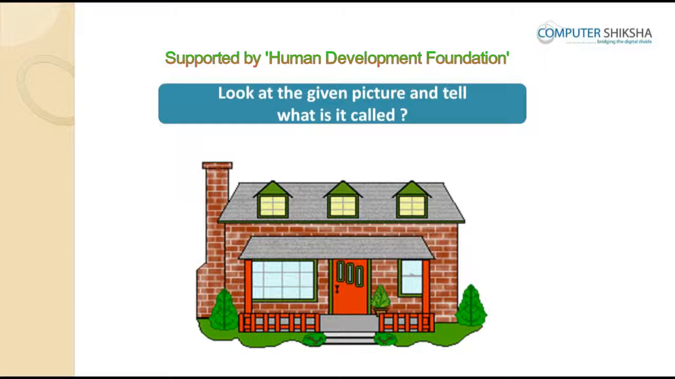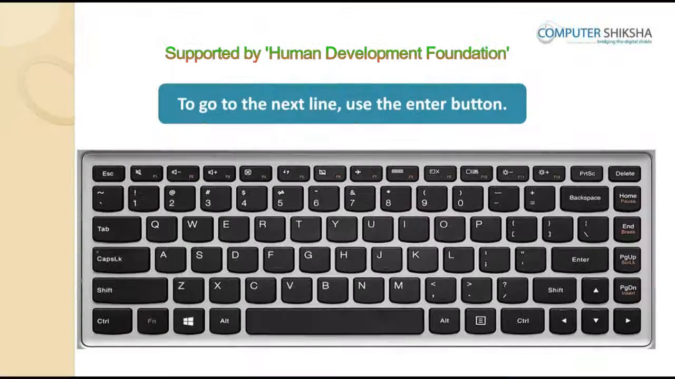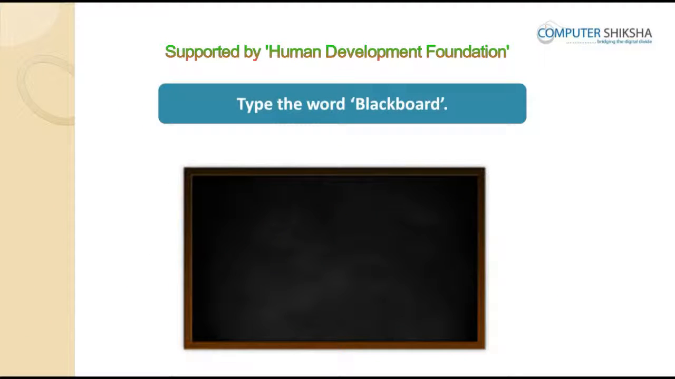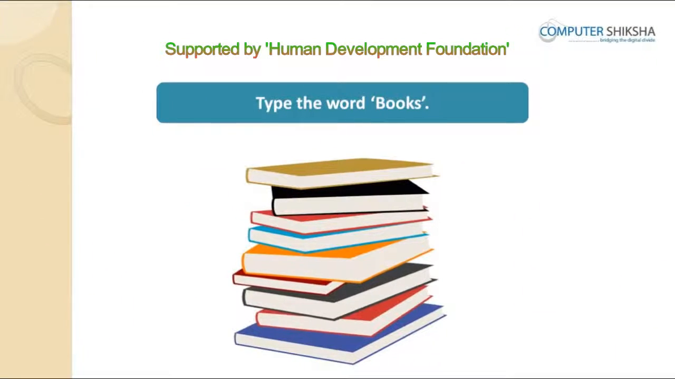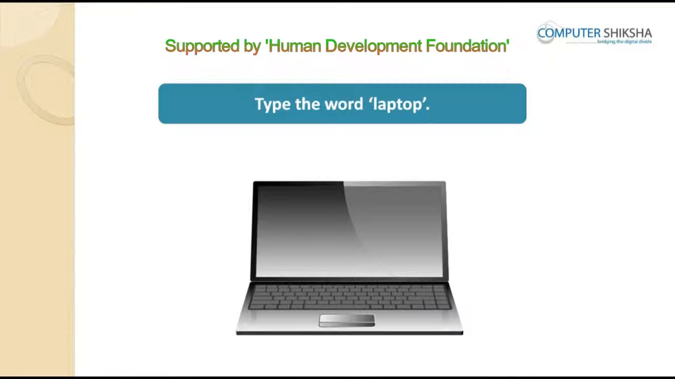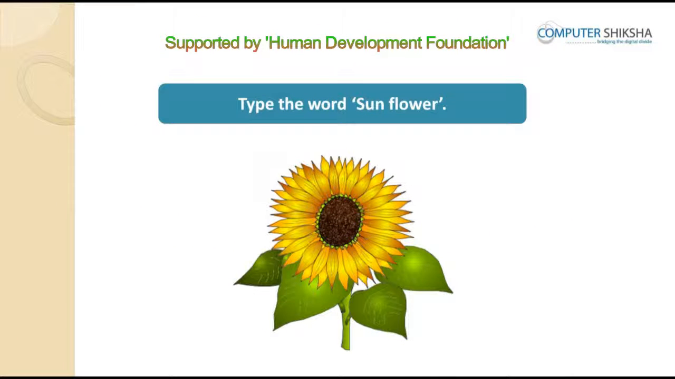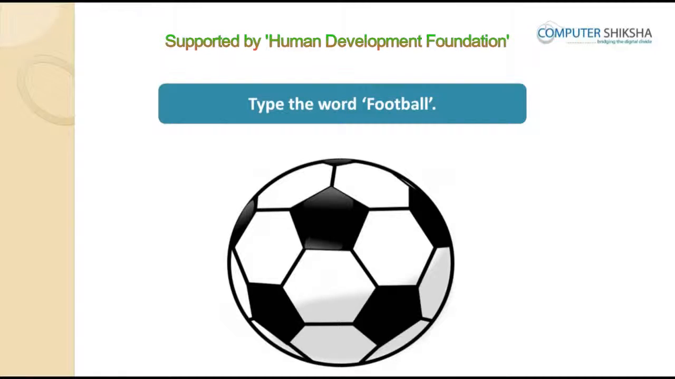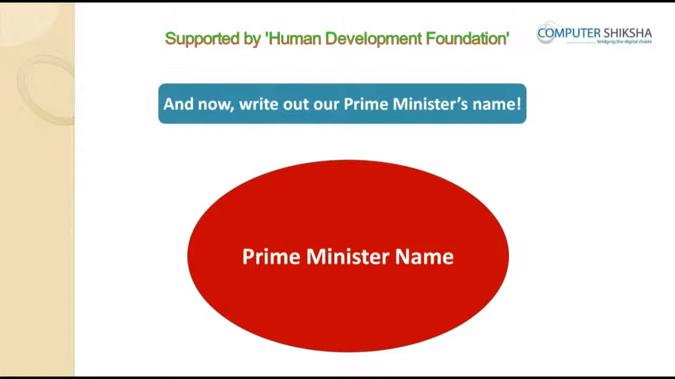Look at the given picture and tell what is it called. Type the word home. Use the enter button and write blackboard. Type out the following words: books, rose, laptop, desktop computer, sunflower, football, and telephone. And now write out our Prime Minister's name.